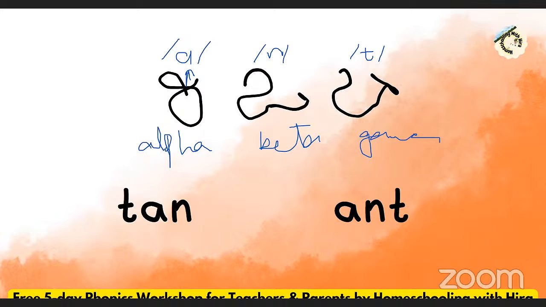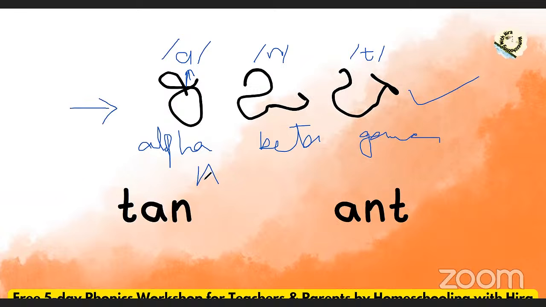So if I give the names alpha, beta, gamma to these symbols, can you tell me what word they will make? You won't be able to. But if I tell you that alpha says a, beta says and gamma says t, can you blend it to make a word? Then you can tell me what this word is, and you can recognize it, right? So this is why phonics is important.